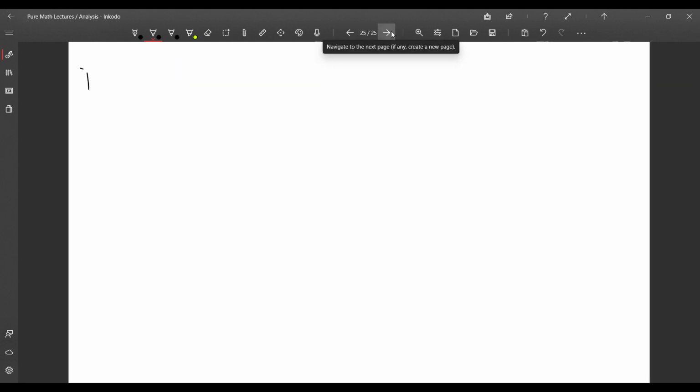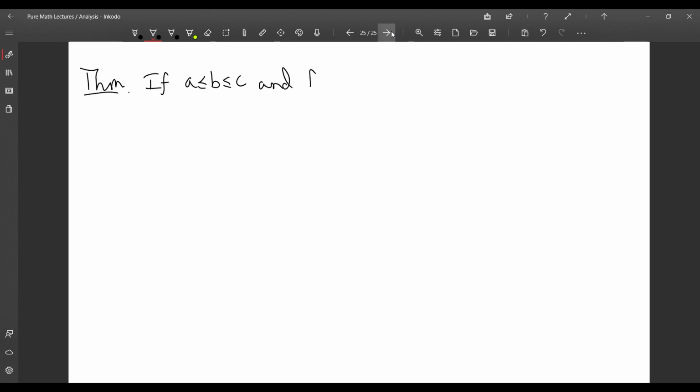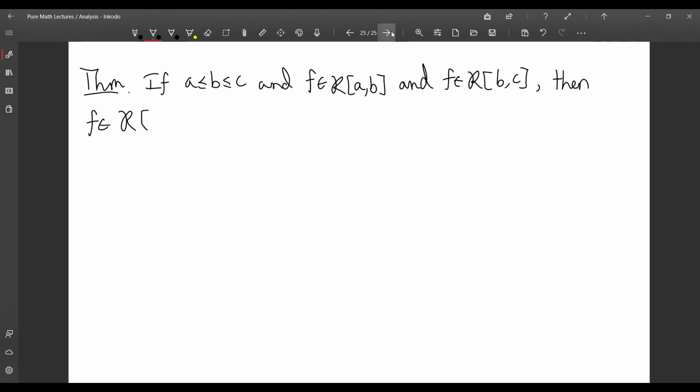Now the next theorem, it's not similar, but the proof is going to be somewhat similar. If A is less than or equal to B, less than or equal to C, and F is in the Riemann integrable space on AB, and F is in the Riemann integrable space on BC, then F is in the Riemann integrable space on AC.